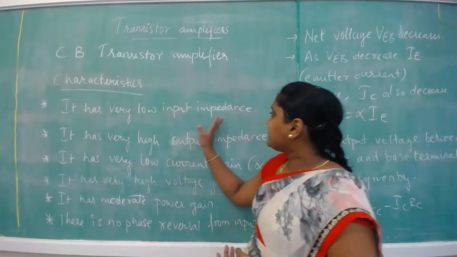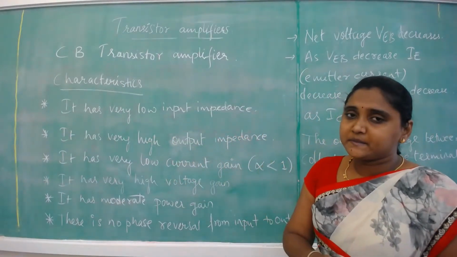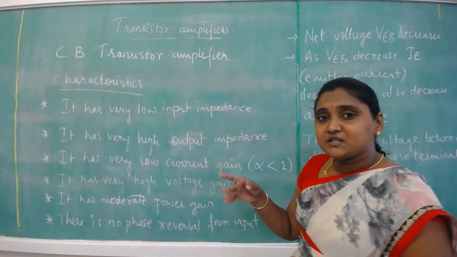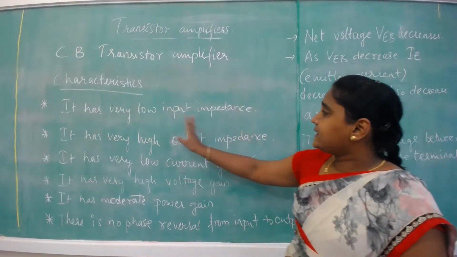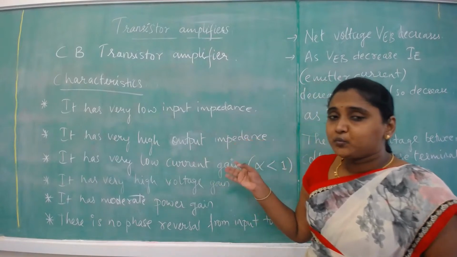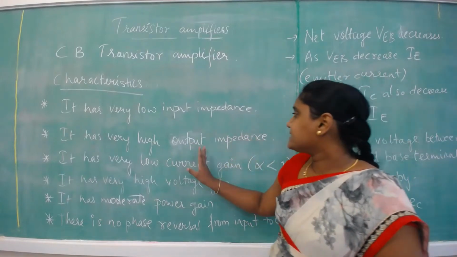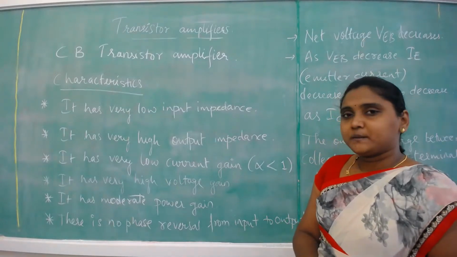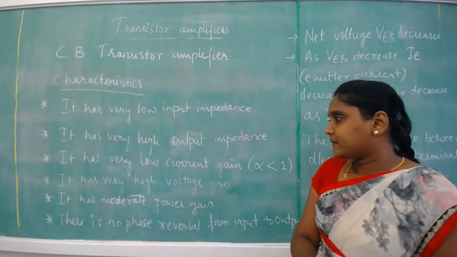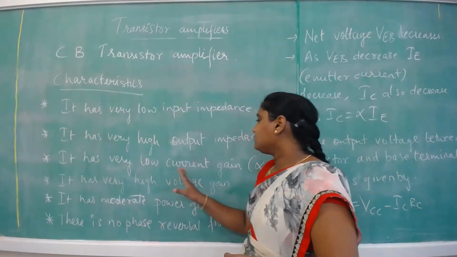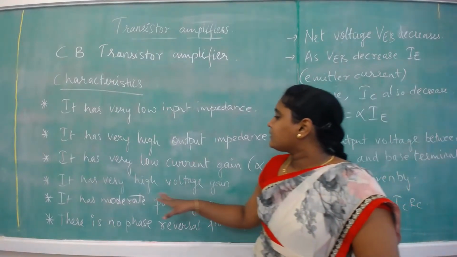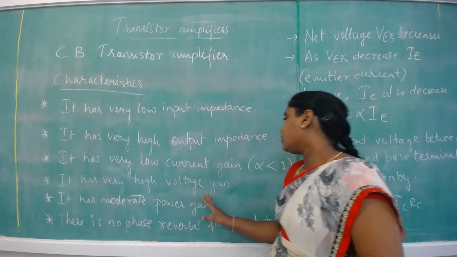Very low input impedance is offered because the input side, that means the EB junction, is forward biased. Forward biased, it will easily allow the signal to enter inside. Whereas the CB junction, that means the output portion of the transistor, is reverse biased. That's why it offers a very high output impedance. It has very low current gain, that means alpha is less than 1. It has very high voltage gain.